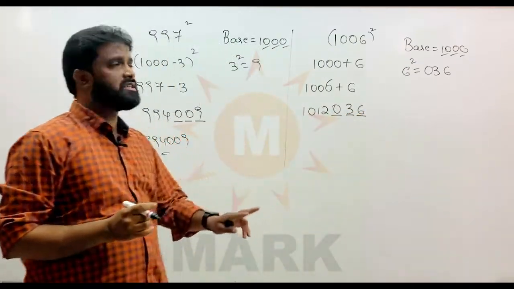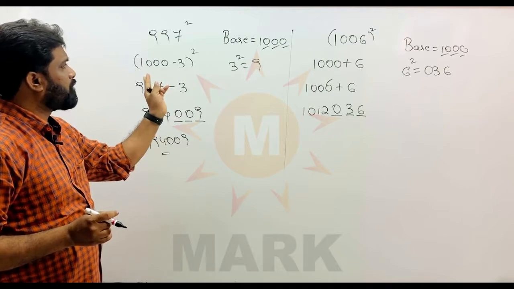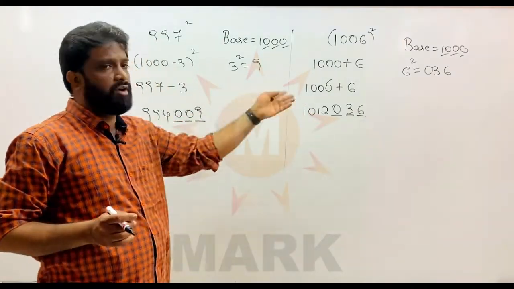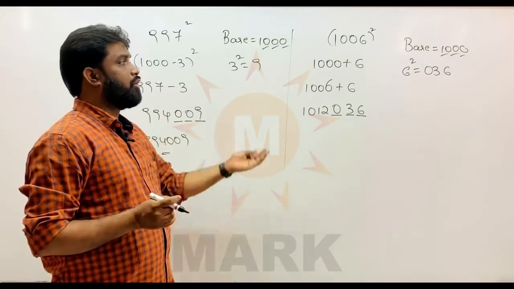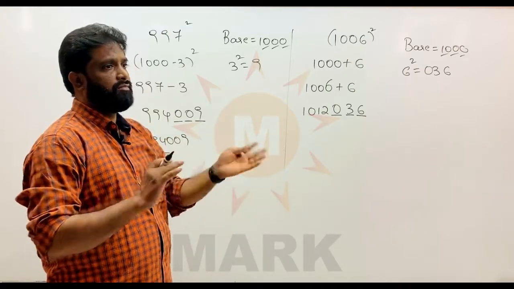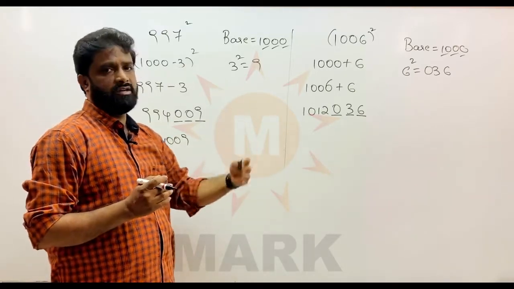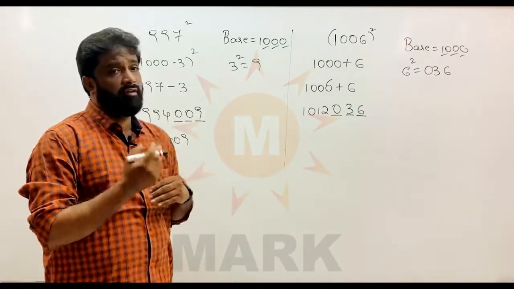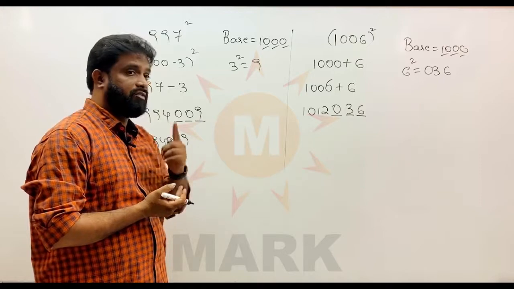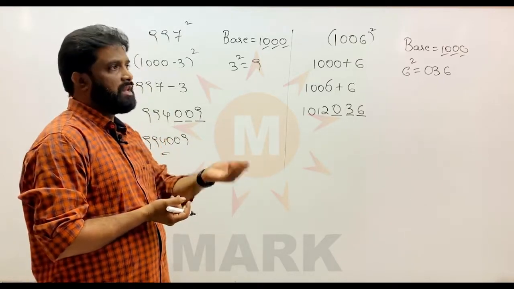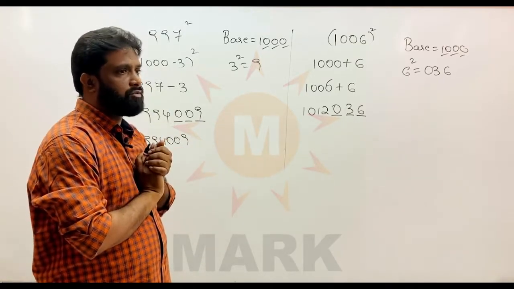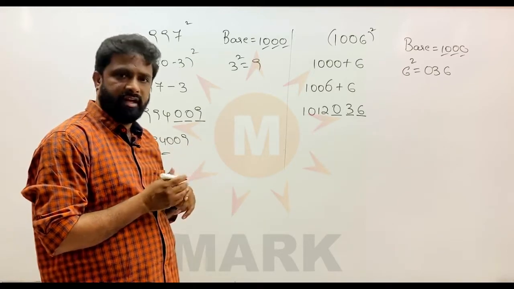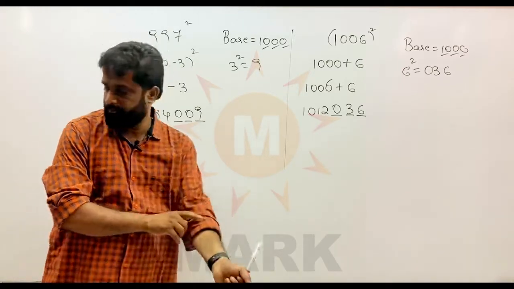So I have taken 2 examples, one in the lower neighborhood of 1000, the other in the higher neighborhood of 1000. This is how we find the whole square of numbers which are in the neighborhood of 100, 1000, 10,000. You can extend it to 10,000 also, no problem. But sometimes I will now take examples where we get carry forwards. Many people are asking me, sir, sometimes we are getting carry forwards, what should we do? I will take carry forward examples also, don't worry.